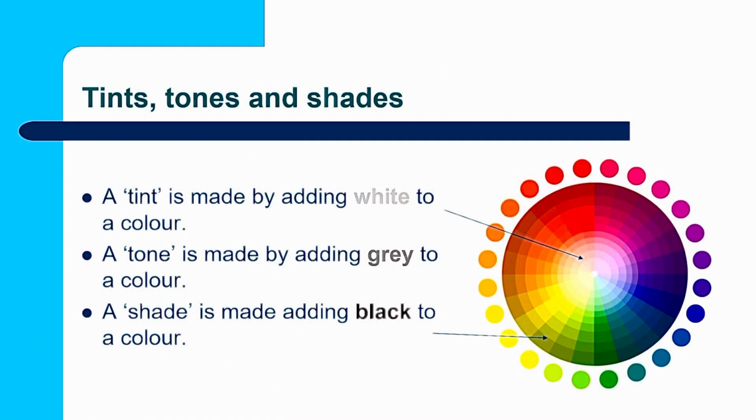Finally, tints, tones and shades. A tint is made by adding white to a colour. A tone is made by adding grey to a colour, and a shade is made by adding black to a colour. One example would be adding white to red to make pink. Pink is a tint of red.